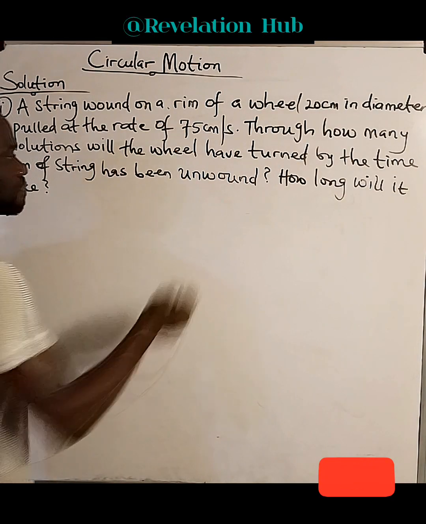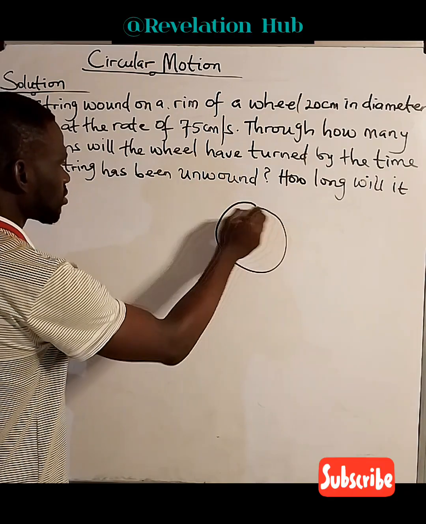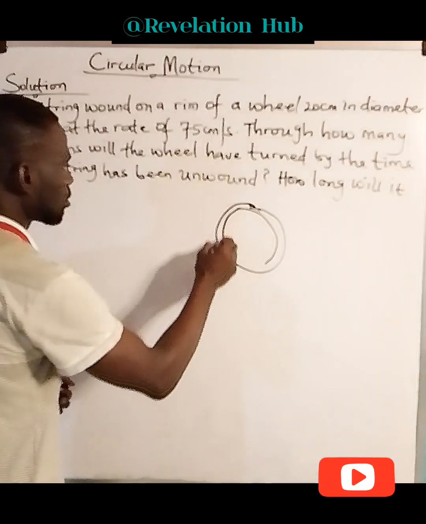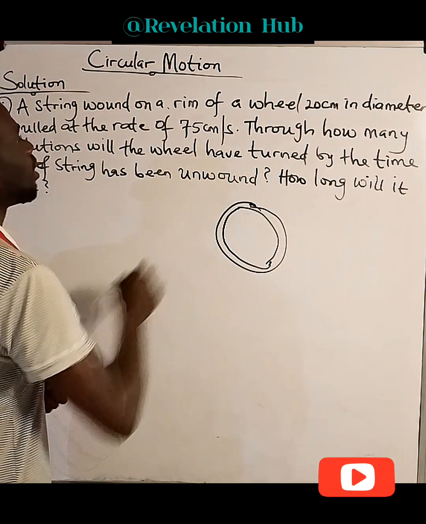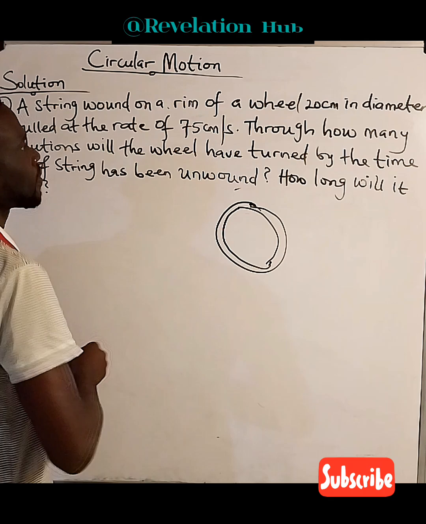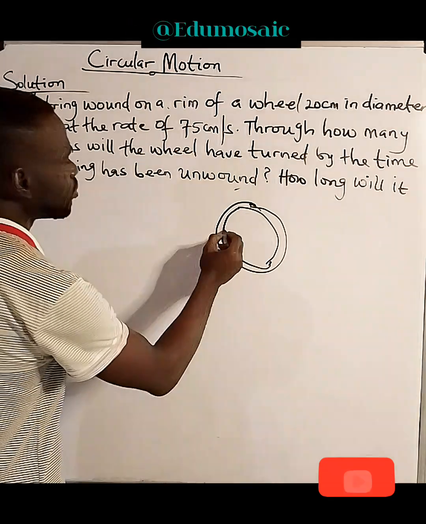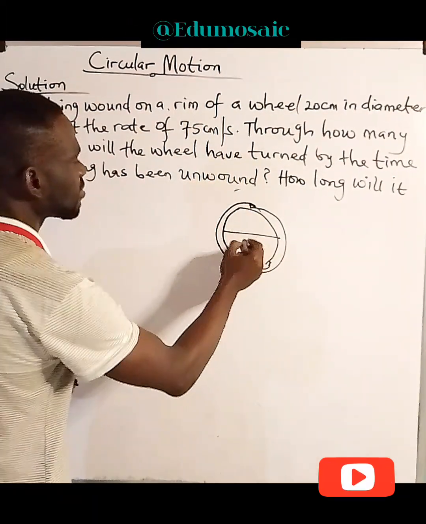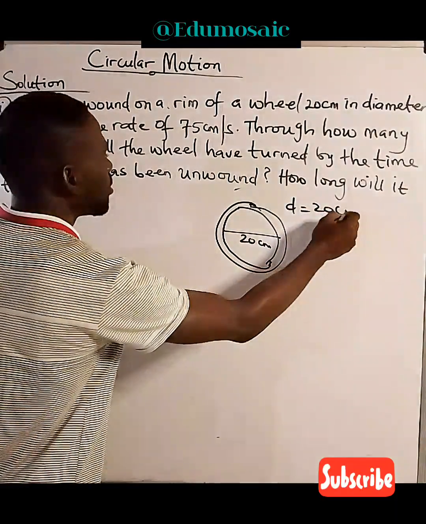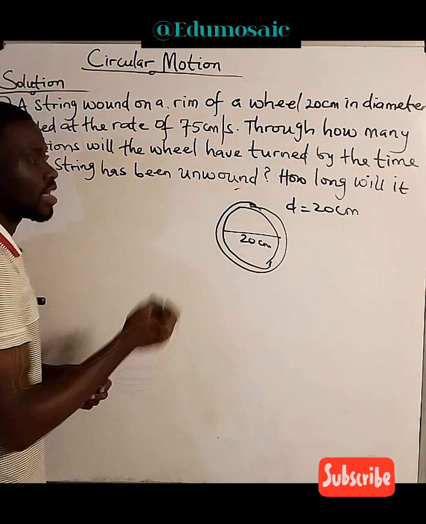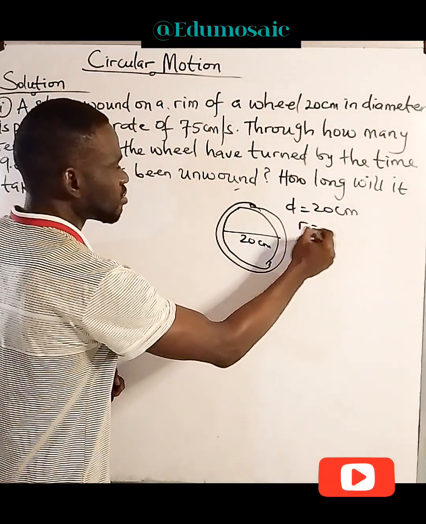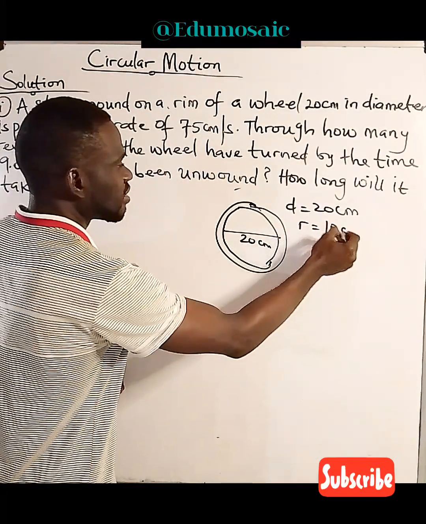We have a rim right here. I may not be able to draw something perfect. Let's say we have a rim like this, and around this rim we have a kind of thread being wound. The diameter of this rim is 20 centimeter. So the knowledge of math matters. If the diameter is 20 centimeter, because we're talking about a circle here, it means the radius is 20 divided by 2, which is 10 centimeter.